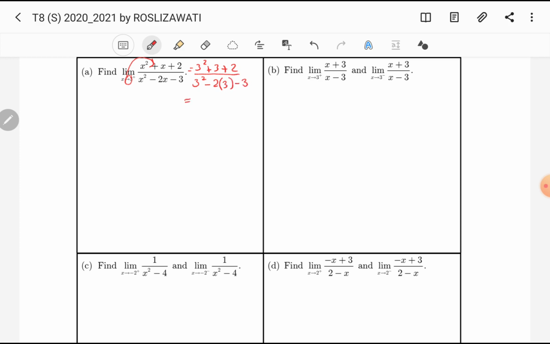So awak akan dapat 14 over 0. Tak kisahlah, kita akan dapat number over 0. So the answer is infinity. Okay, infinity. So we need to decide positive or negative infinity. Kita kena tentukan. Kita kena determine.